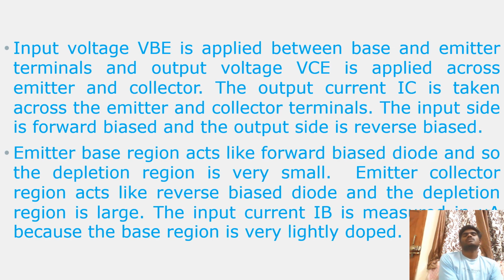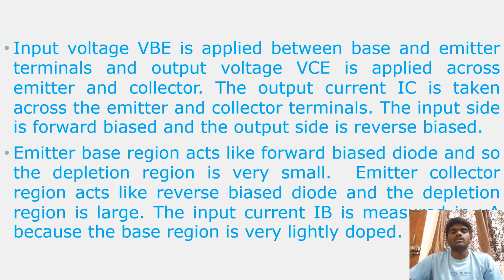The input voltage VBE is applied between the base and emitter terminals, and the output voltage VCE is applied across the emitter and the collector. The output current IC is taken across the emitter and the collector terminals. The input side is forward biased and the output side is reverse biased.